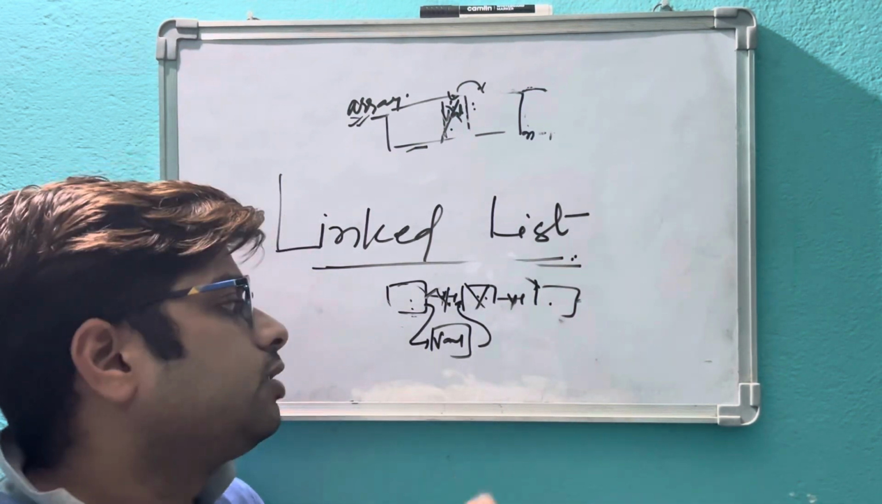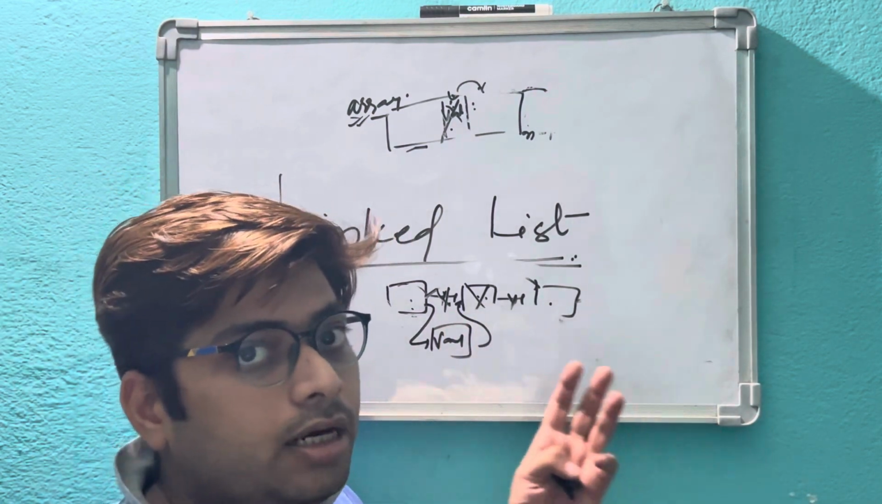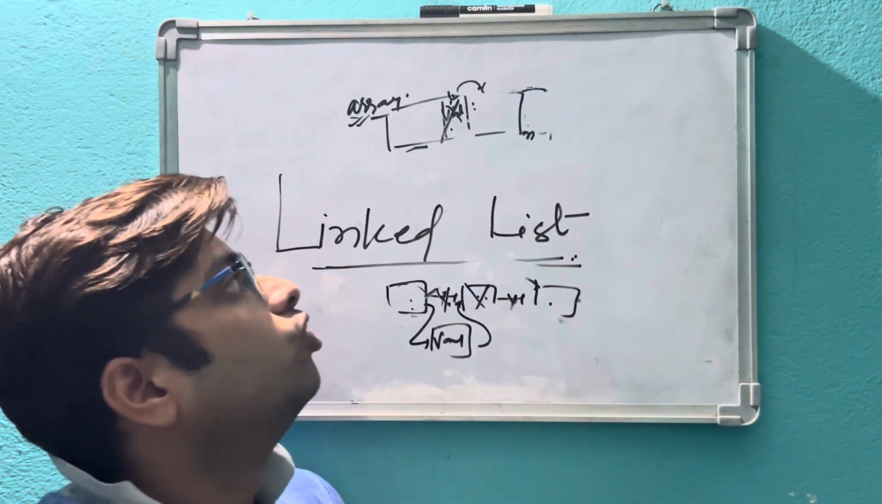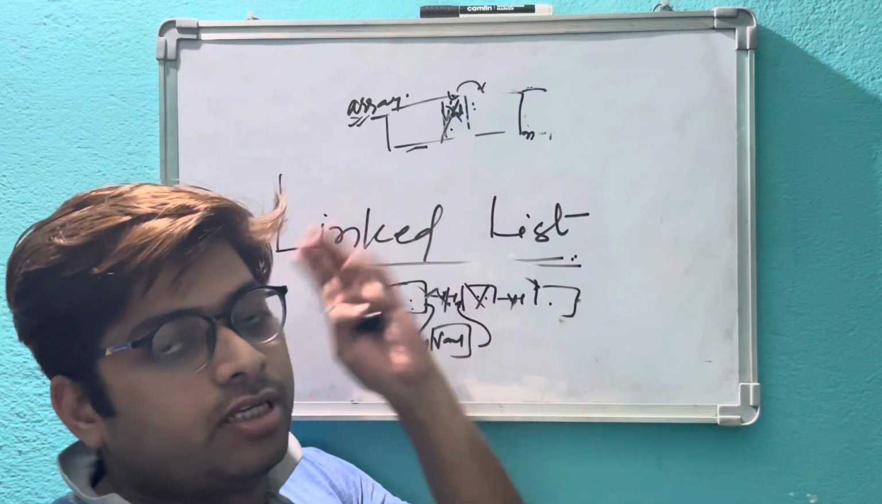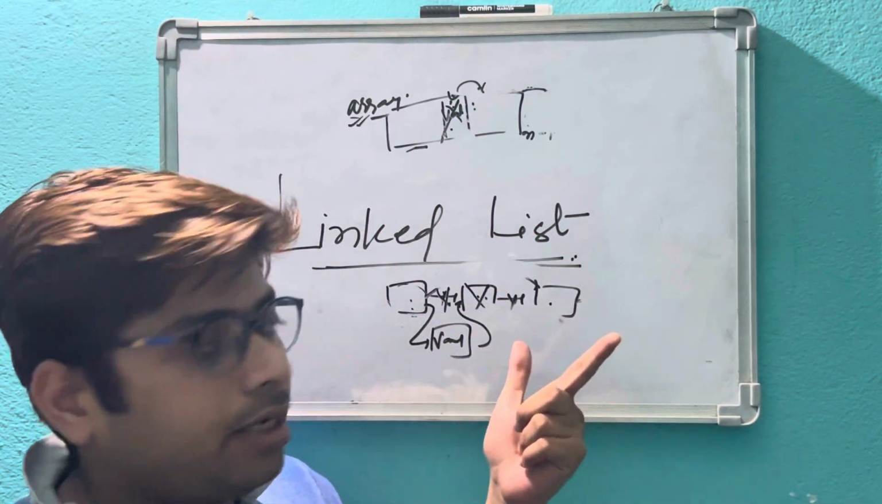And linked lists are generally used for longer streams of data where the data keeps on coming. There is no end to it. So in those cases, an array would fail because an array needs to be declared with a fixed size, but that is not the case with a linked list, right?